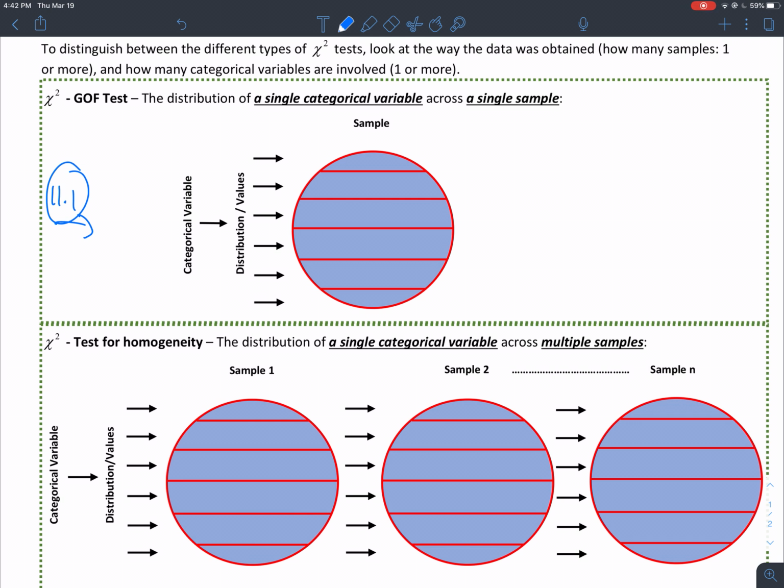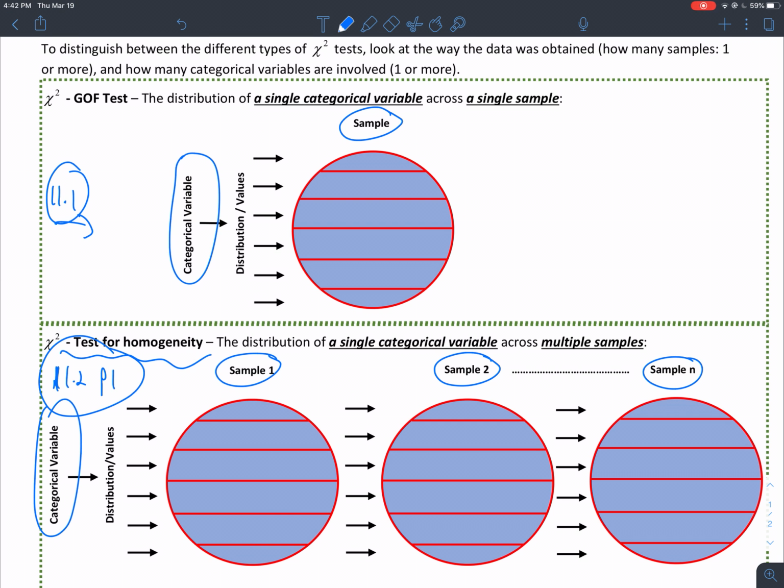Chi-square goodness of fit test. This is section 11.2 part 1, which is a chi-square test for homogeneity, which we're talking about today. And the principle here is different from the goodness of fit test. The goodness of fit test is one sample. For the test for homogeneity, we're comparing the distribution of still a single categorical variable, still just one categorical variable, but we're comparing the distribution of that categorical variable across many samples.